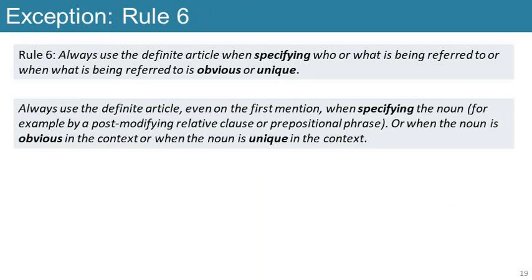So now we're ready to state Rule 6. Always use the definite article when specifying what is being referred to or when what is being referred to is obvious or unique. An alternative, more detailed version of the rule is: always use the definite article even on the first mention when specifying the noun, for example by a post-modifying relative clause or prepositional phrase, or when the noun is obvious in the context, or when the noun is unique in the context.